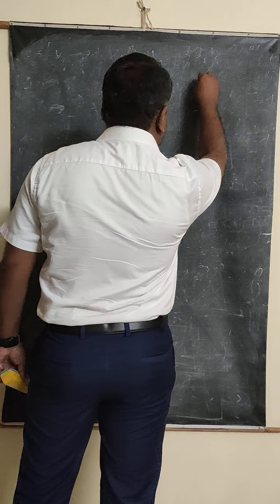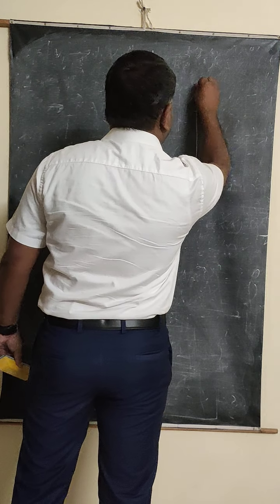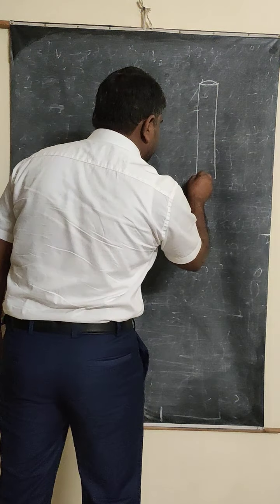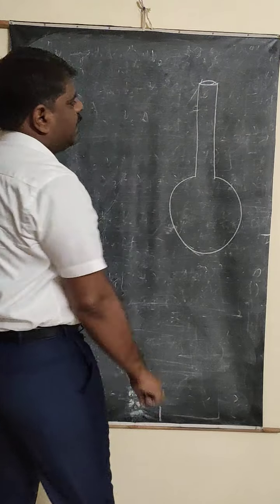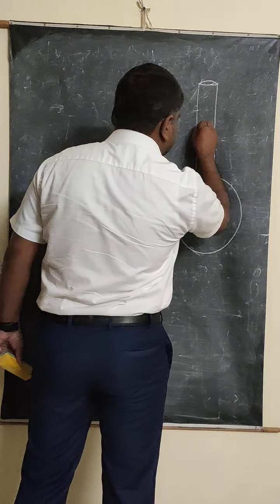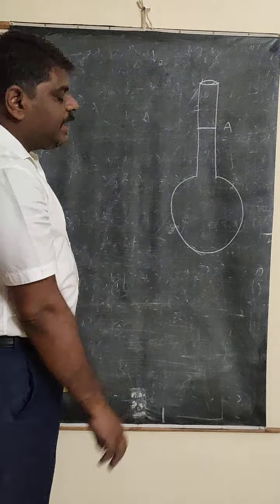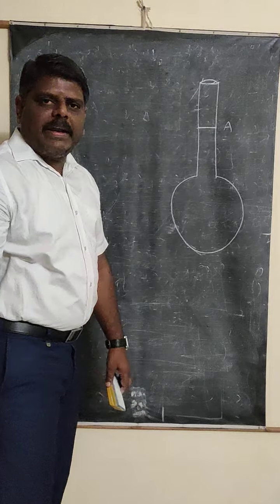So this is a long neck round bottom flask I am taking. This is the open end. Okay, this is the round bottom flask we are taking here. And first, initially, we are going to take the liquid level up to the point A. All of you must concentrate on this part, it is very important. We are going to take the liquid level up to the point A.